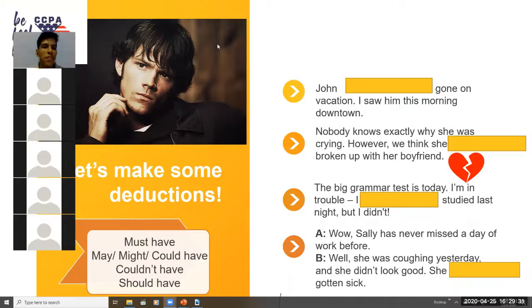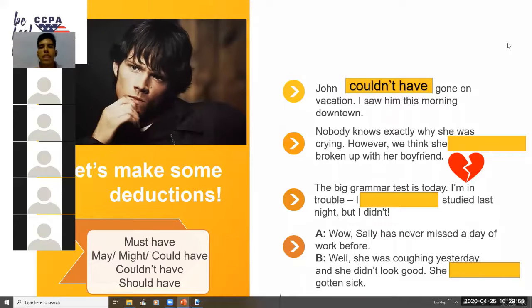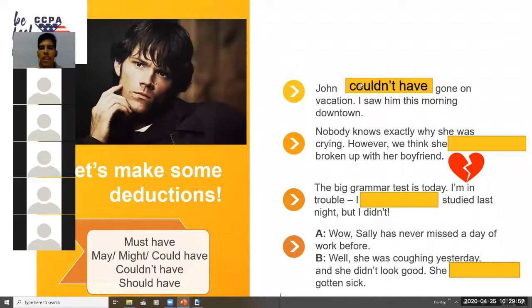Excellent. So any volunteers to start with the first one? Let's see, let me know if you want to volunteer through the chat. Can I start with the first one? Yeah, go ahead. Okay. John couldn't have gone on vacation. I saw him this morning downtown. Excellent. Thank you so much for participating. It is couldn't have. Great.